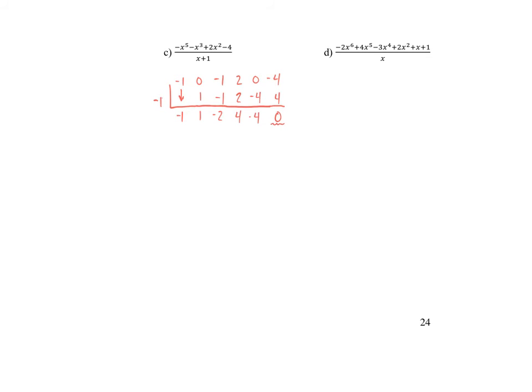So our final answer, because all we're doing is dividing right now, is going to be negative x to the 4th. Remember, that's going to be 1 degree less than the degree of the original polynomial, plus x to the 3rd minus 2x squared plus 4x minus 4, and there's no remainder.